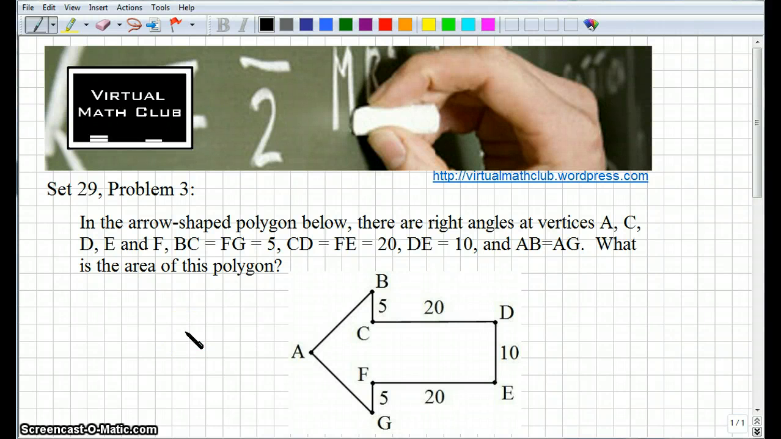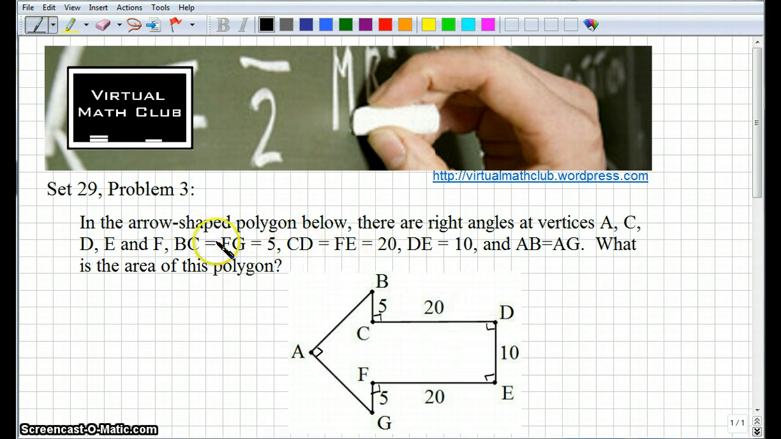All right, problem number 3. In the arrow-shaped polygon below, there are right angles at vertice A. I'm going to use a little symbol to mark these. Vertice A, vertice C, vertice D, E, and F.